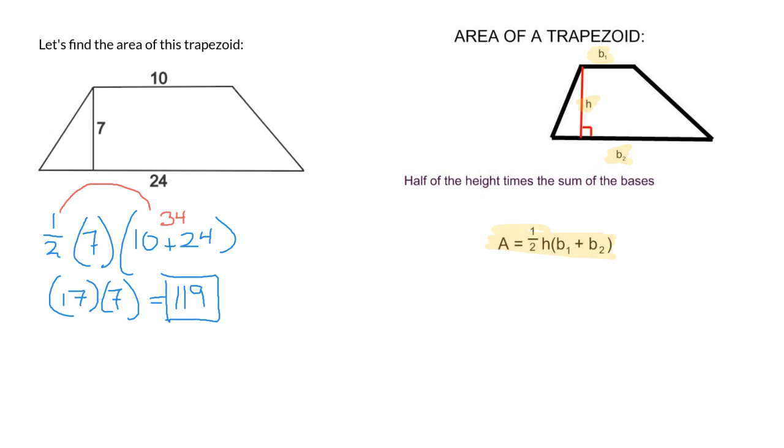Next up, we're going to do area of rhombi and then area of kites.